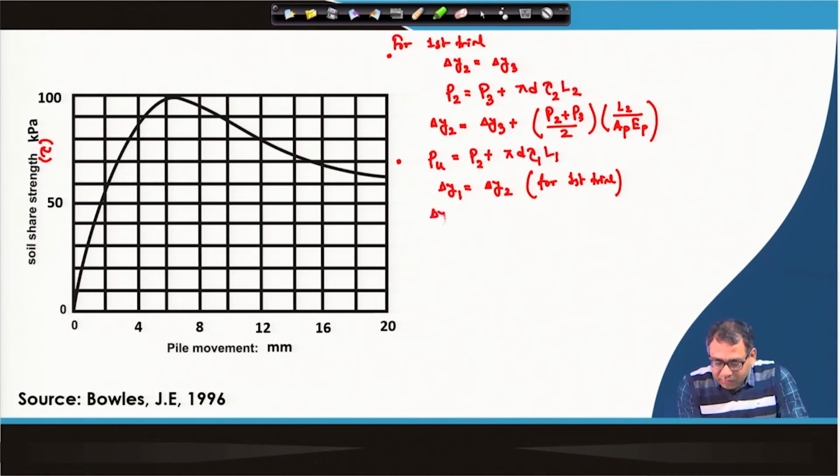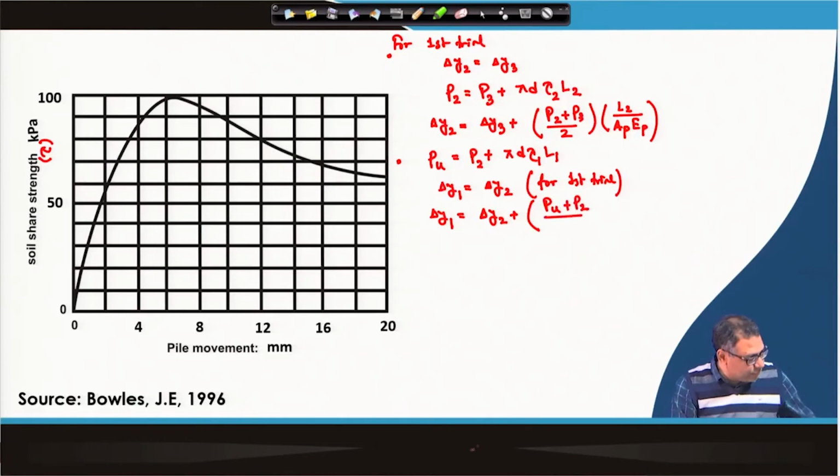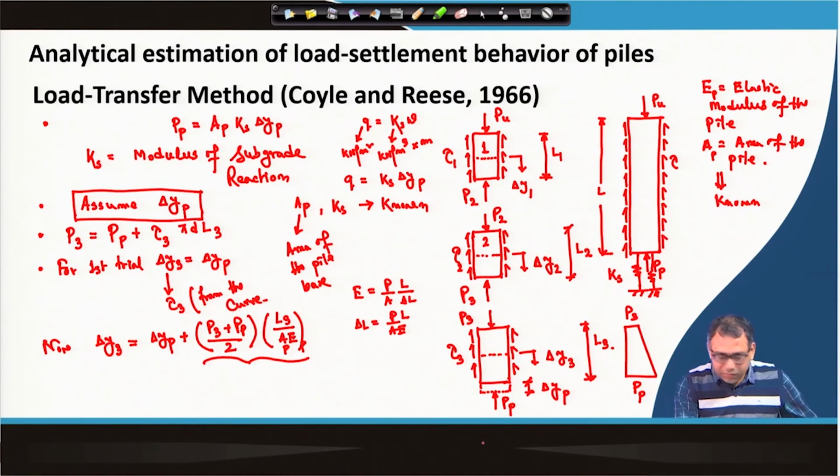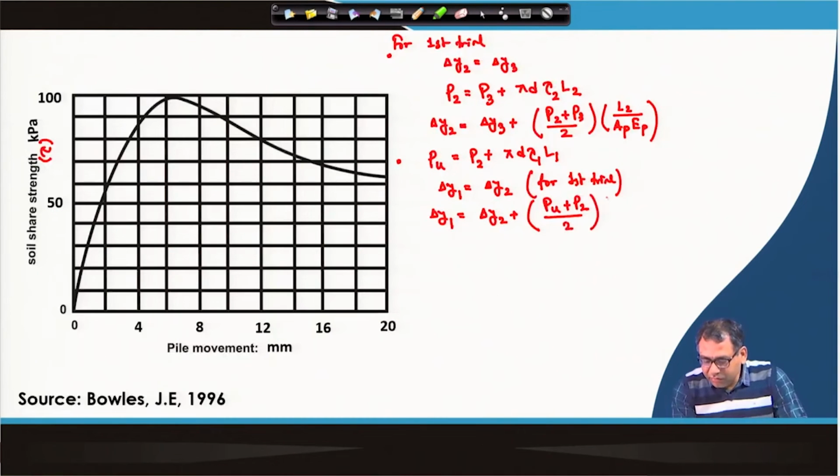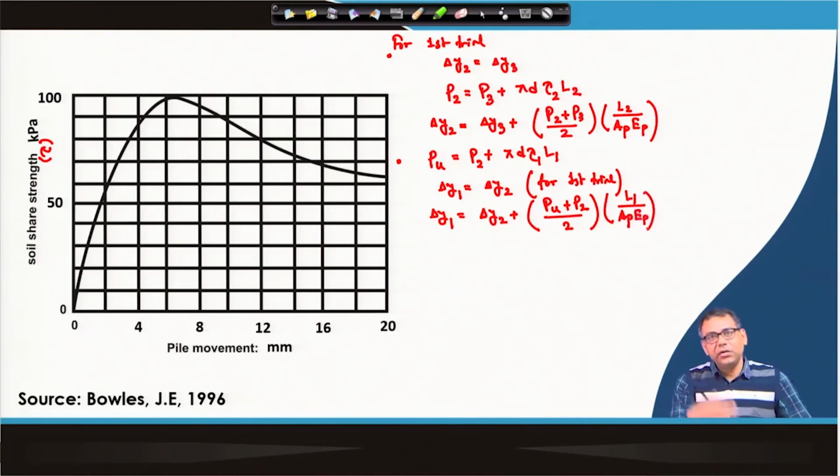So, this del y 1 will be equal to del y 2 plus (P u plus P 2) divided by 2, then L 1, A p and E p. So, we will continue this thing. So, and then based on that we will finally calculate the P u and other values and the deflection also. So, finally, what would be the P u here?